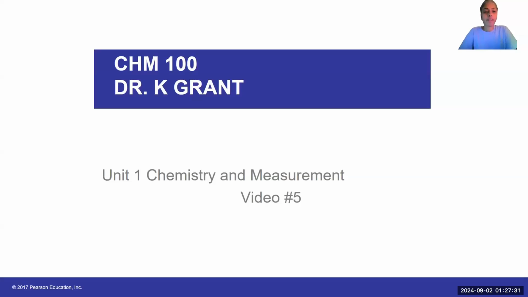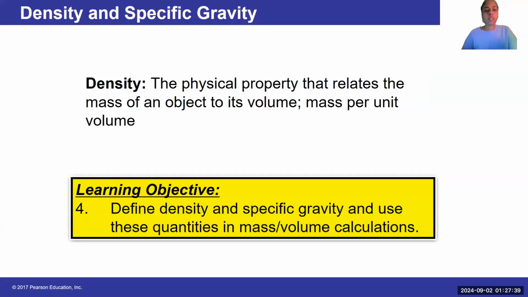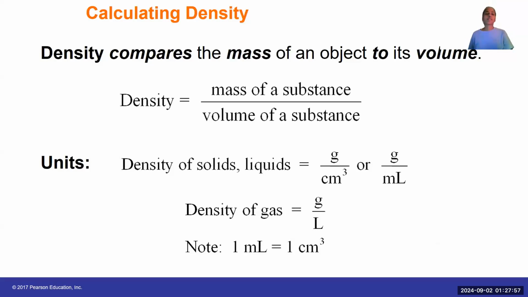In video 5 of Unit 1, we're going to take a look at the learning objective in regards to density. So density is a physical property that relates the mass of an object to its volume, or in other words, mass per unit volume. So we're going to define density and specific gravity and use these quantities in mass volume calculations. So the density of a substance compares the mass of an object to its volume.